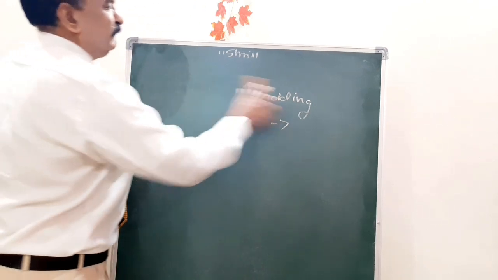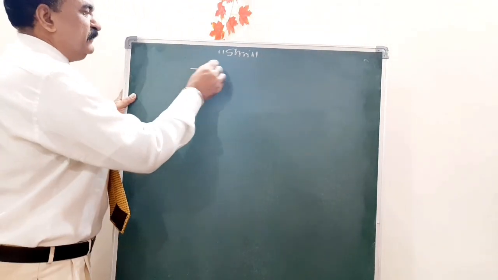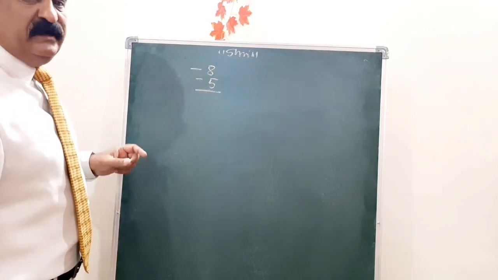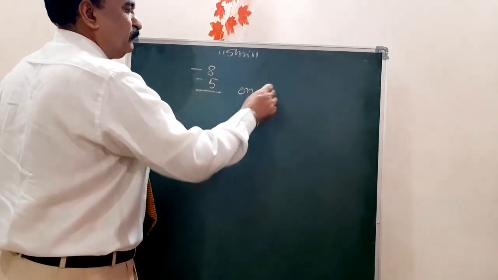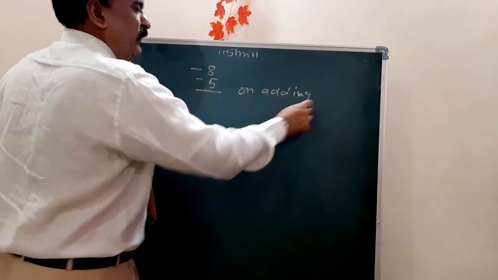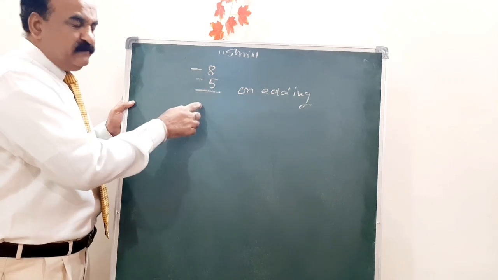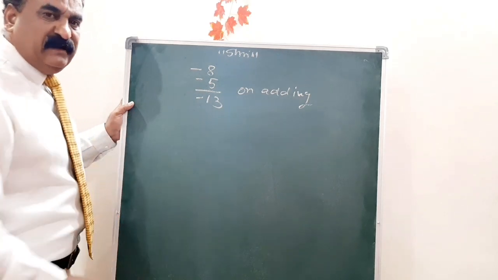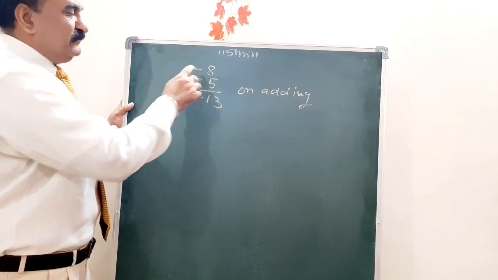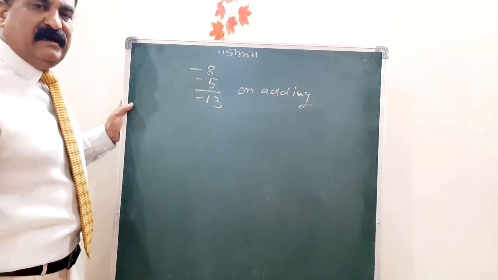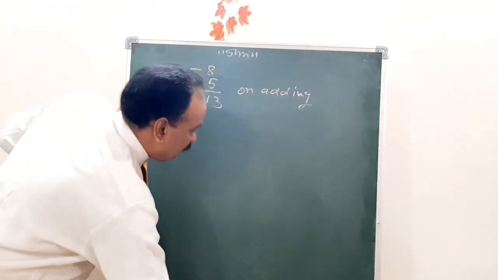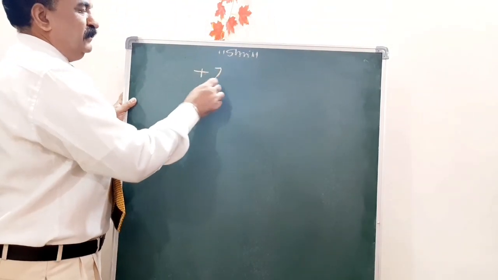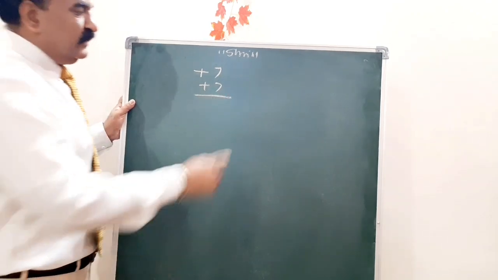Now, in the linear equation, if minus 8 and minus 5 is there, and if I am going to write here on adding, minus 8 and minus 5 will be minus 13, because whenever you are getting the two minus signs, the numbers will be added and the sign remains unchanged. Hence the answer is minus 13. Clear?